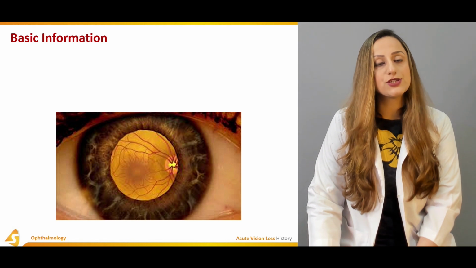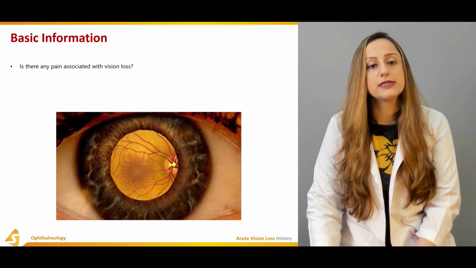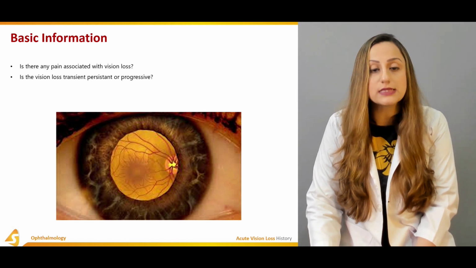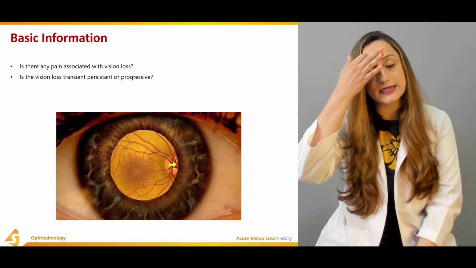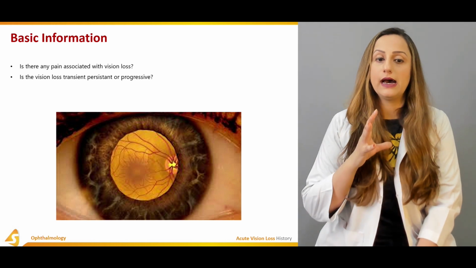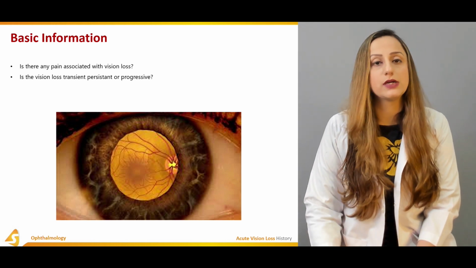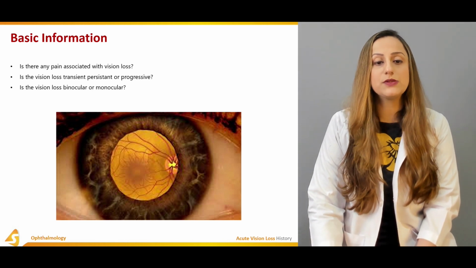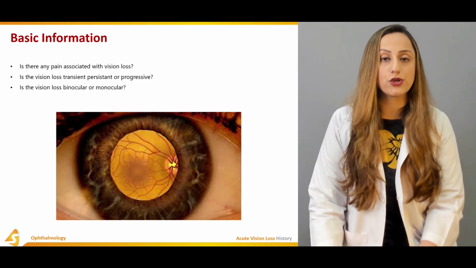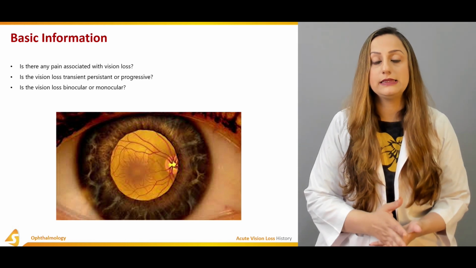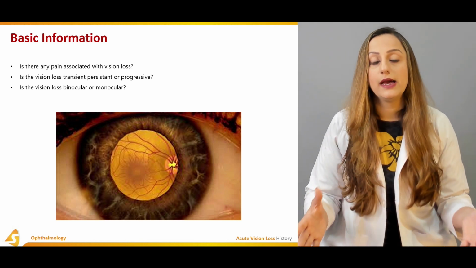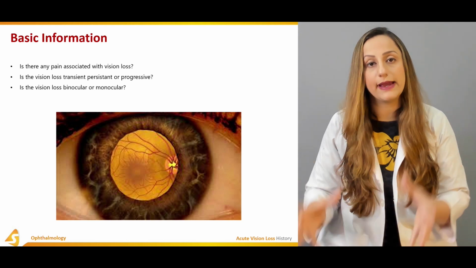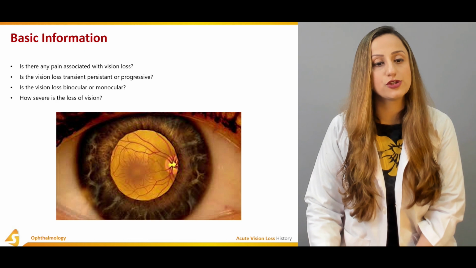The basic information that has to be collected from the patient: is there any pain associated with the vision loss, or is the vision loss transient, persistent, or progressive in that particular patient? That is the main highlight when we talk about acute vision loss. And is the vision loss binocular or monocular? Again, the differentials are going to be found on this fact, whether it is monocular or binocular acute vision loss in that patient.